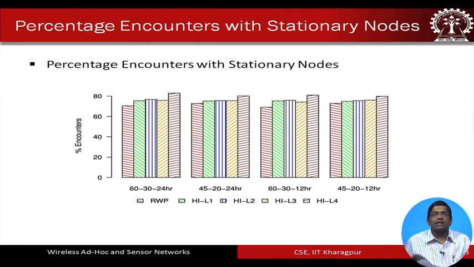In terms of the percentage of encounters with the stationary nodes, here also, although there is not too much difference, the percentage of encounters with stationary nodes with L1, L2, L3 and L4 is better compared to RWP. Because the legends are the same, I do not need to explain them again: this stands for RWP, this for L1, the next for L2, L3 and L4, for the scenarios 60, 30, 24, 45, 20, 24, 60, 30, 12 and 45, 20, 12.